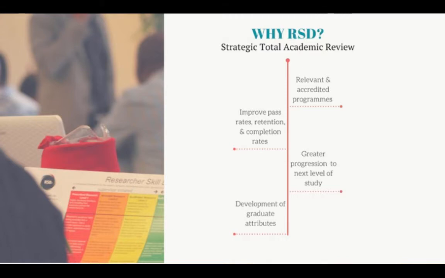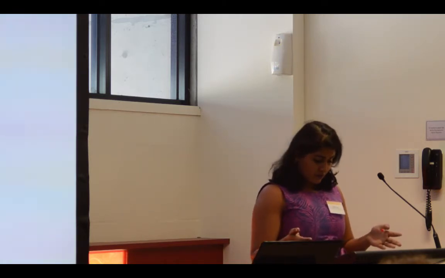The STAR project had multiple different working groups which would look after the different areas that the university was focusing on. The four main areas that the university wanted to achieve excellence in was, first, to ensure the provision of accredited programs at all levels. Second, improve the pass rate, retention rate, and the completion rate at the university. Thirdly, to ensure there is greater progression from undergrad to postgraduate level of studies, and fourthly, to ensure all our students achieve certain attributes, what we call the graduate outcomes.